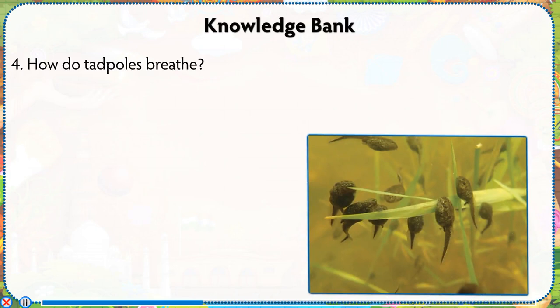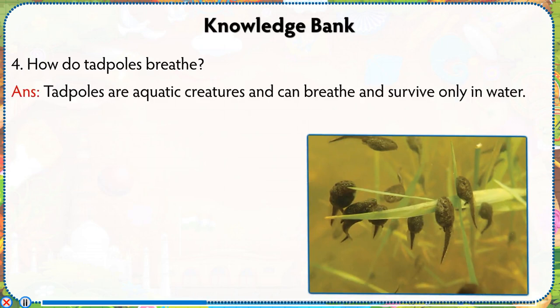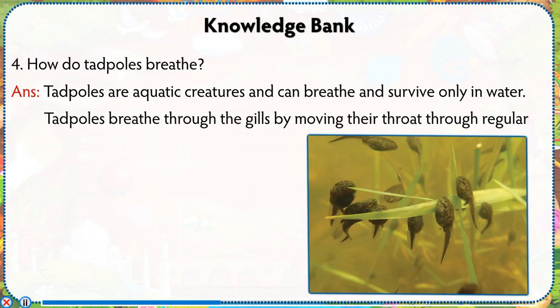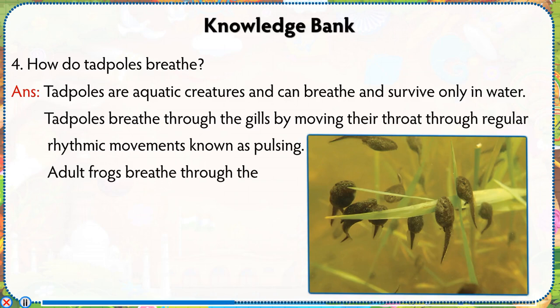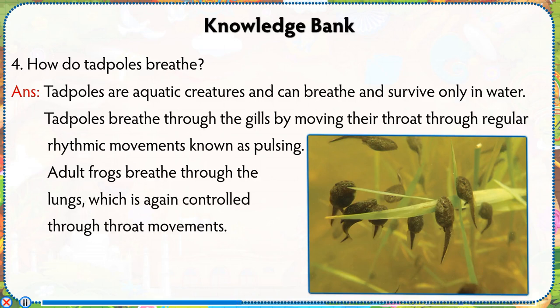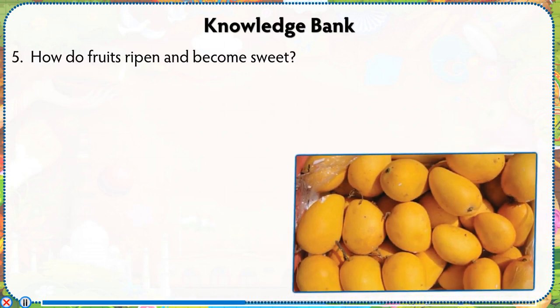Fourth, how do tadpoles breathe? Answer. Tadpoles are aquatic creatures and can breathe and survive only in water. Tadpoles breathe through the gills by moving their throat through regular rhythmic movements known as pulsing. Adult frogs breathe through the lungs, which is again controlled through throat movements.